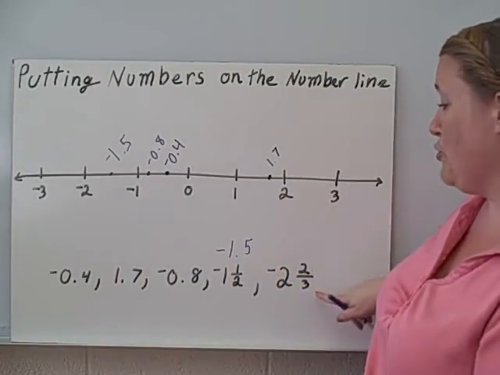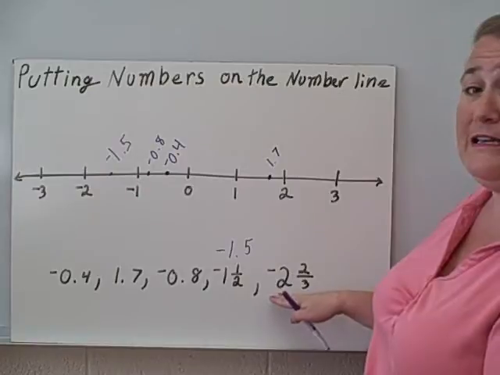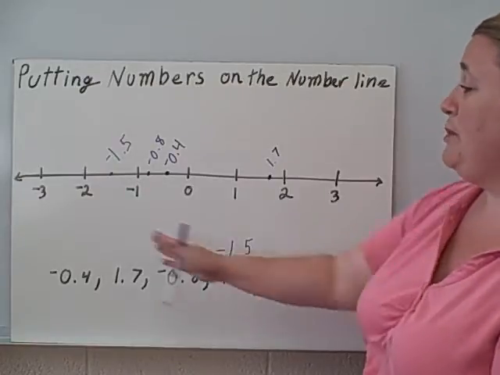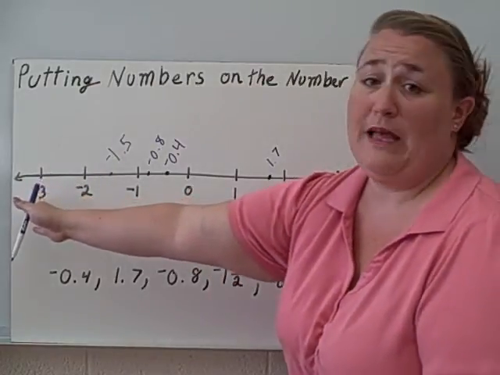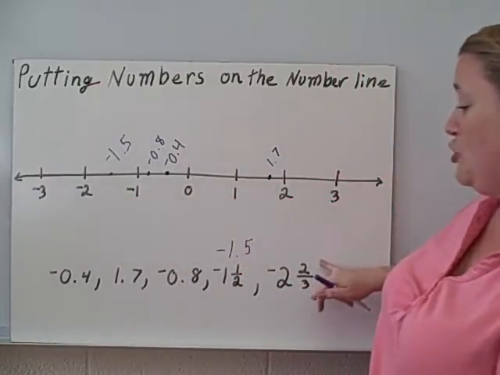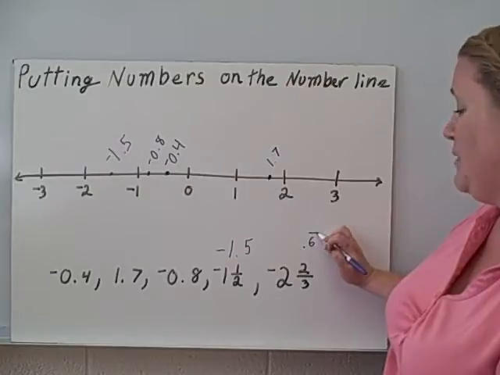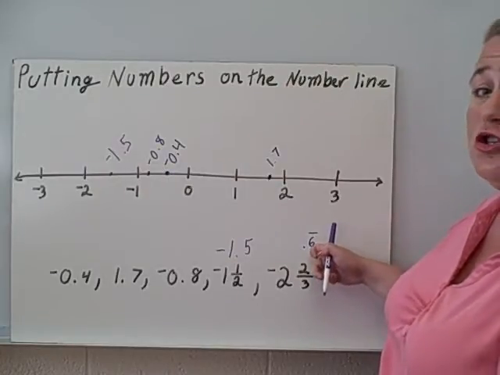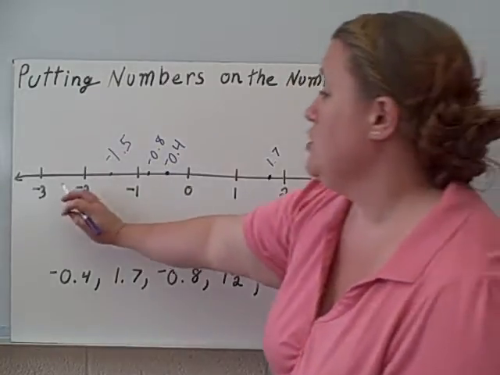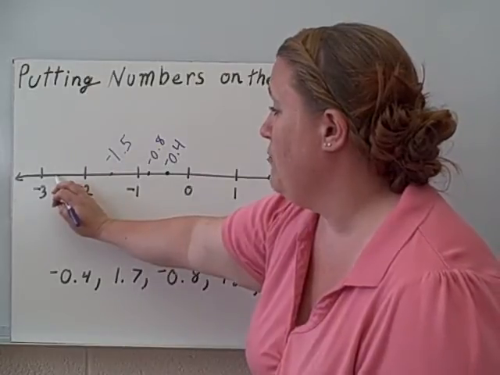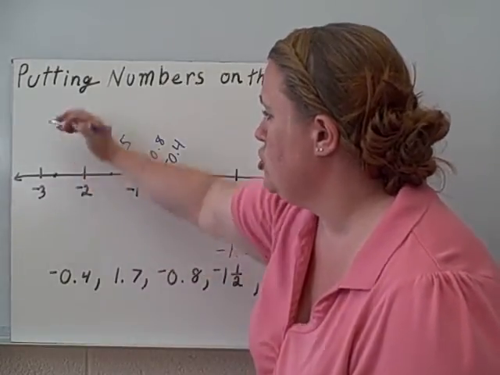-2 and 2/3. Again, -2 and 2/3 would be between -2 and -3. 2/3 as a decimal is 0.6 repeating. So that is larger than 0.5. So we're going to go further than the halfway mark, but not by much.